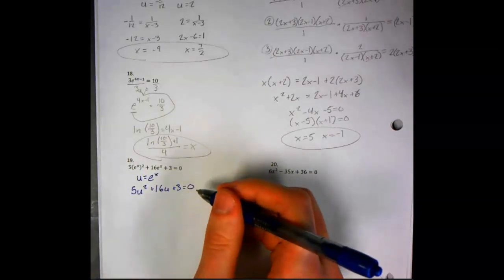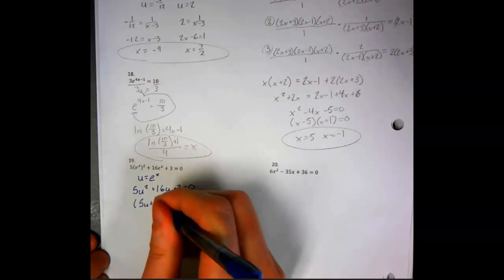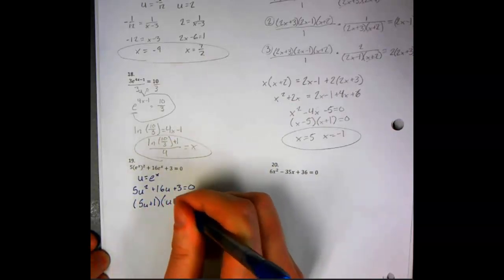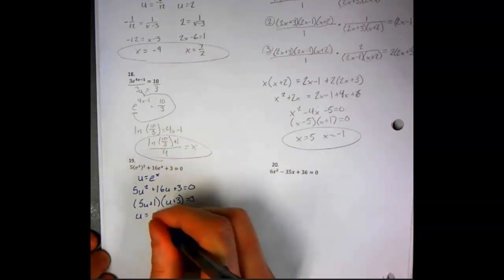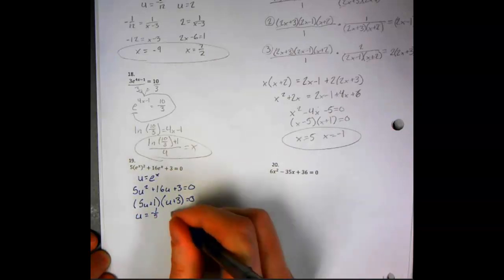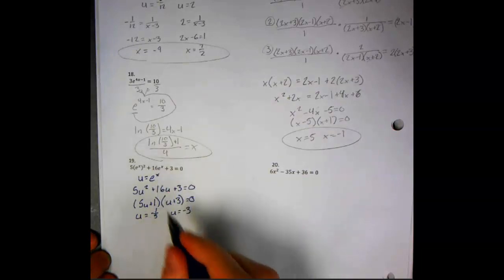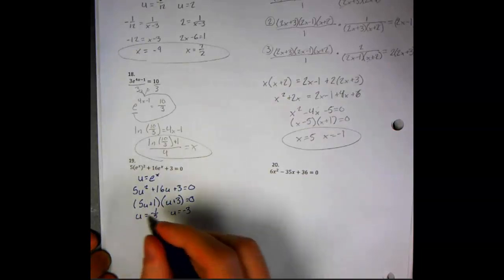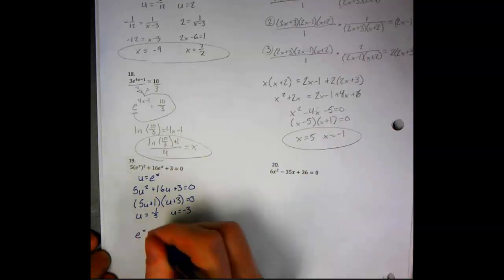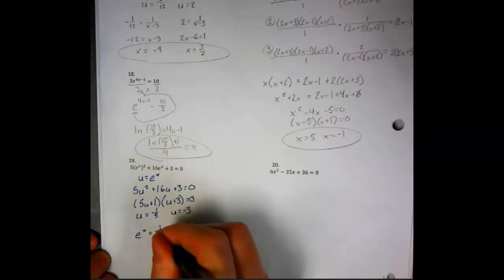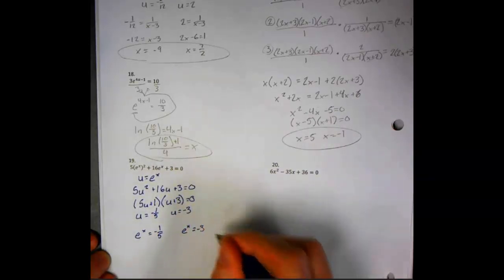We're going to factor this. So we'll have 5u plus 1, u plus 3. So u is going to either equal negative 1/5 or u will equal negative 3. Now we need to put that back in to find out what x is. So we'll say e to the x equals negative 1/5. e to the x equals negative 3.